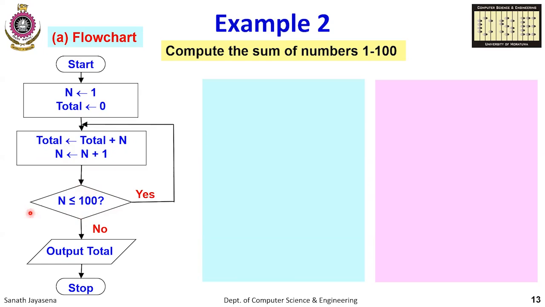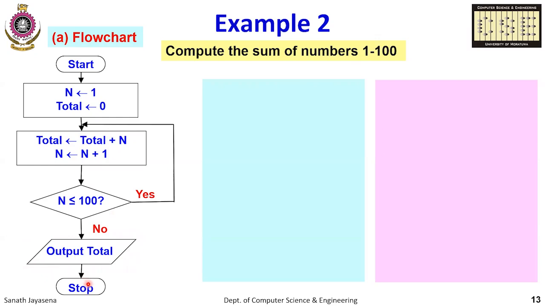If n is not less than or equal to 100, that means our computation is over. So if the answer is no here, that means n is greater than 100, maybe 101. In that case, we know this problem is to compute the sum of numbers 1 to 100, not up to 101. So when n becomes 101, this becomes no, and you come here. By that time, the total will contain the sum of the numbers 1 to 100. So we output that total.